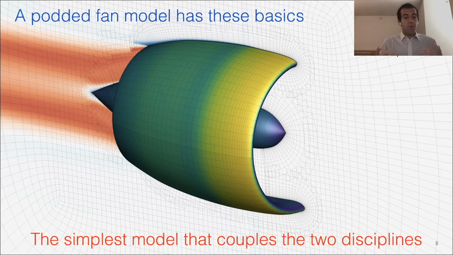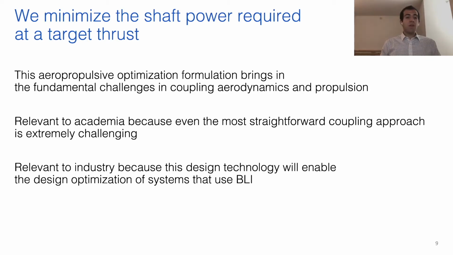So the most basic test problem that we thought of is a podded fan, which has all of these basics and introduces the challenge that we see in aeropropulsive design problems. With this problem, we minimize the shaft power required at a target net thrust. And this aeropropulsive optimization formulation brings in the fundamental challenges in coupling aerodynamics and propulsion. This problem is relevant to academia because even the most straightforward coupling approach is extremely challenging, and it's relevant to industry because this design technology will enable the design optimization of systems that use BLI.